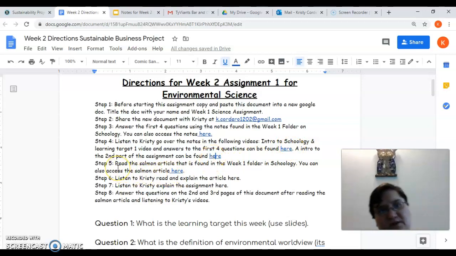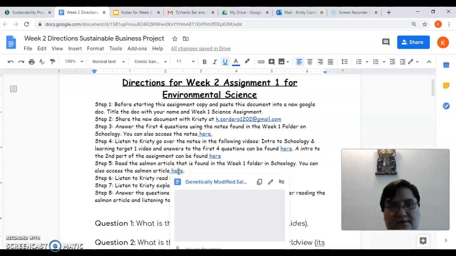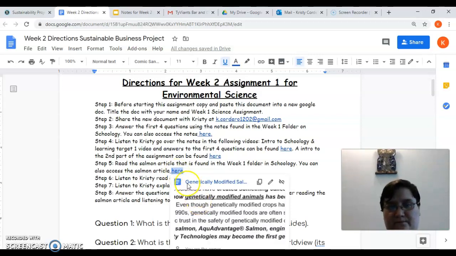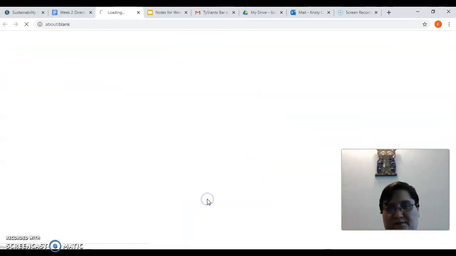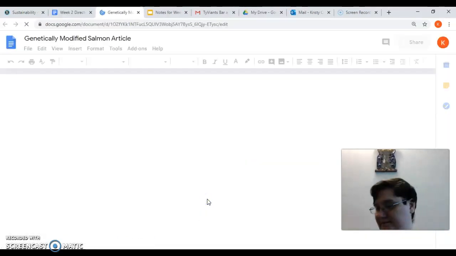And so we are currently on step 5, read the Salmon article that's found in the week 1 folder. So we're going to find that article right here, okay? And then we're going to open it up. Possibly. There we go.